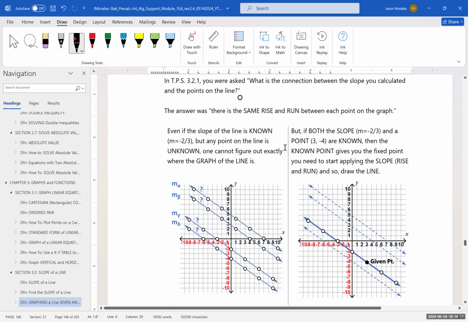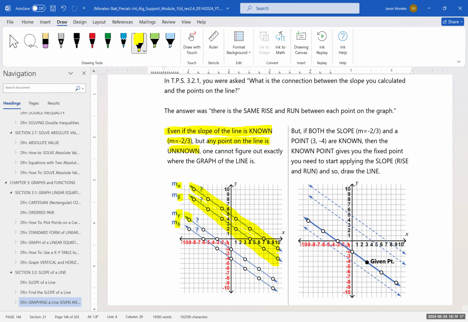So here on the left-hand side, even if the slope of the line is known, for example, a slope of negative 2/3, but any point on the line is unknown, one cannot figure out exactly where the graph of the line is. Each of these lines, alpha, beta, gamma, and delta, has the same slope. They all have the same negative slope. But without knowing a particular point that the line goes through, we can't nail down the line to any particular location. If all we know is the slope, there's an infinite number of lines that are available. So we at least need to know a point.